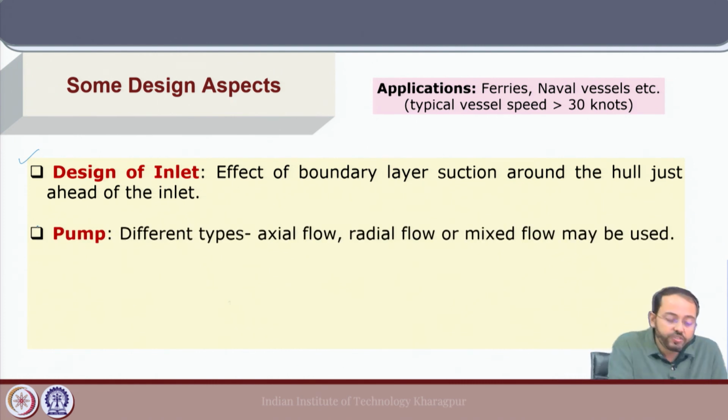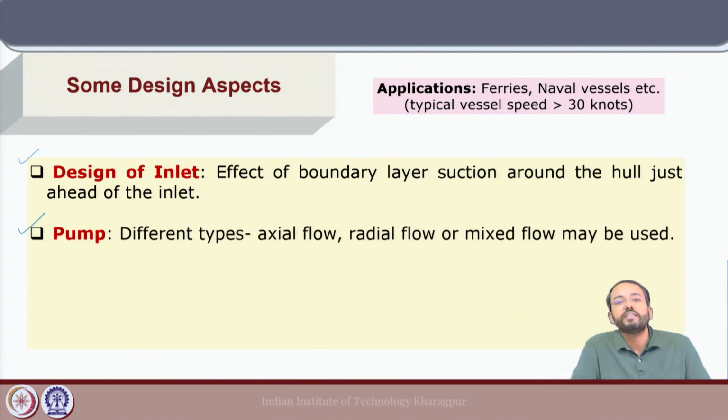Next, the choice of the pump is very important in the water jet propulsion system. Different types of pump like axial flow, radial flow or mixed flow type can be used based on the requirements for the propulsion system as well as the vessel on which it is fitted.